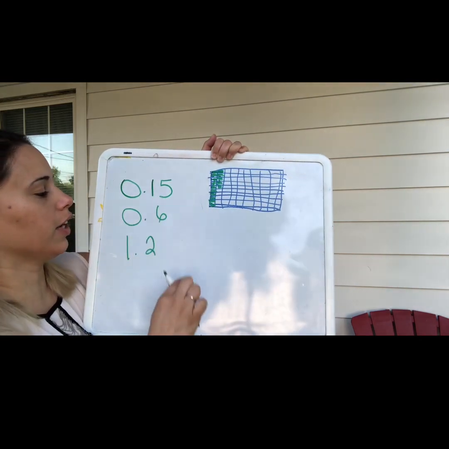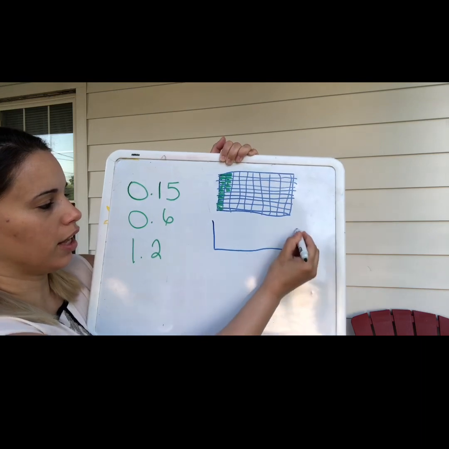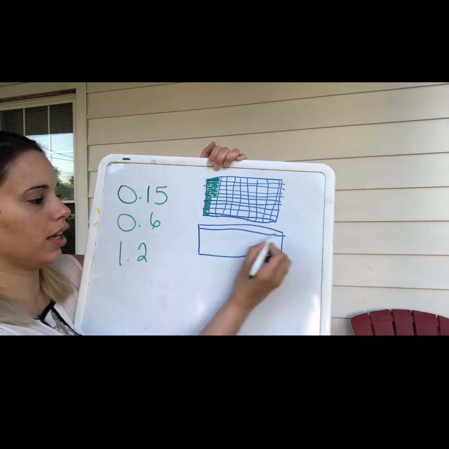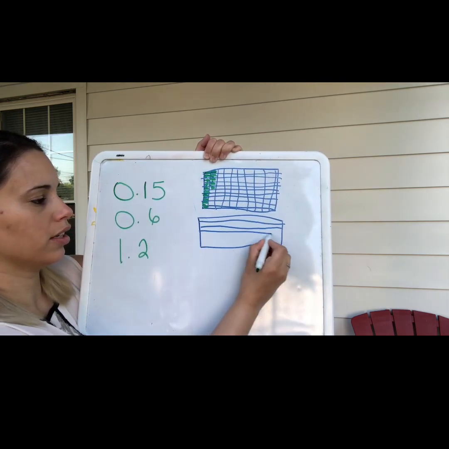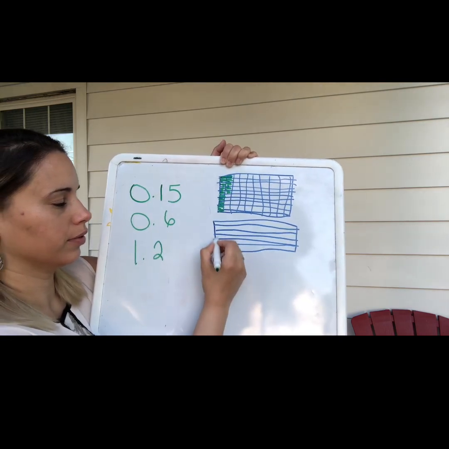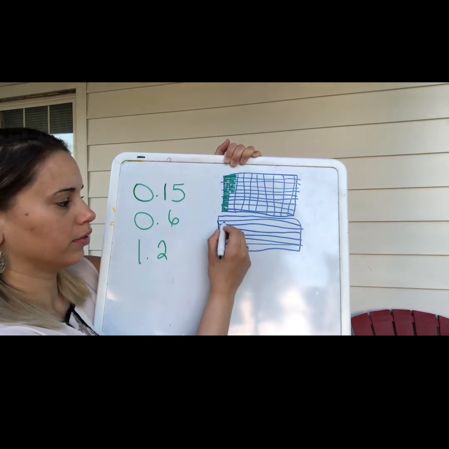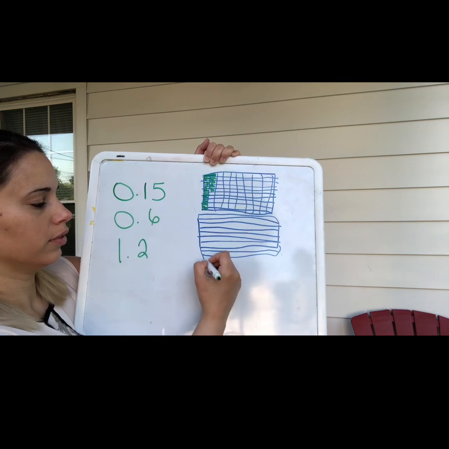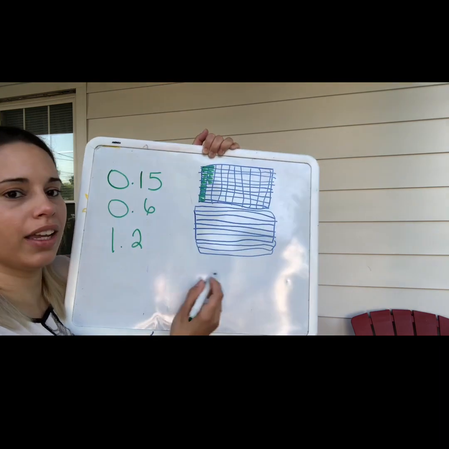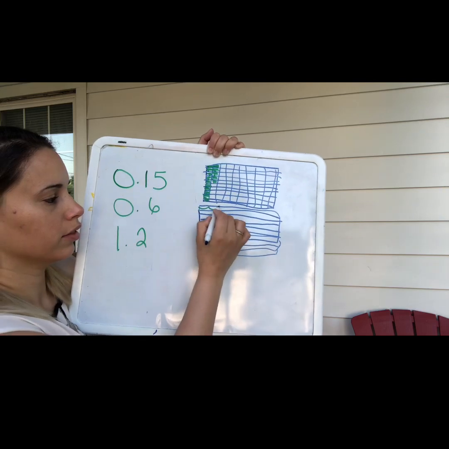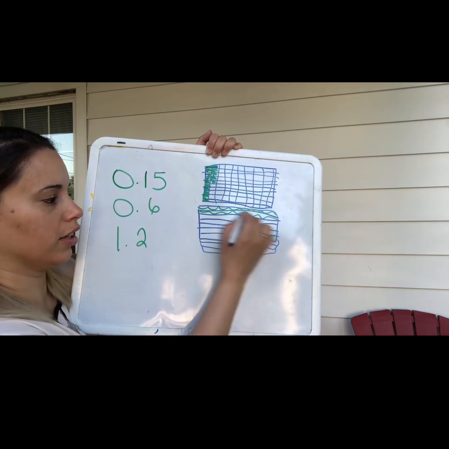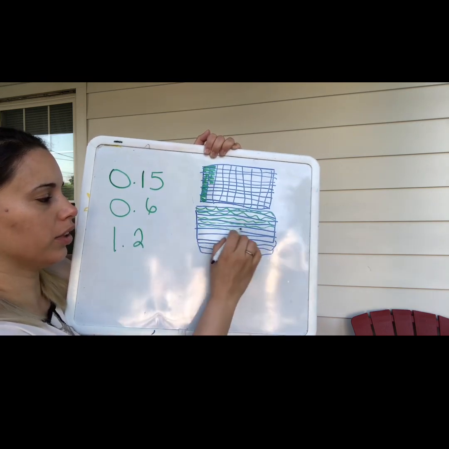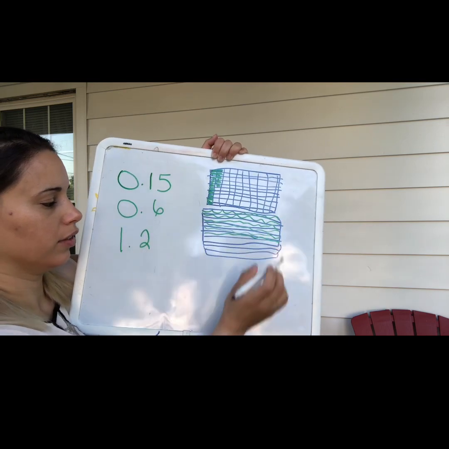Okay, now I'm going to go ahead and do the next one. Now the place value of this one is tenths. So I'm just going to go ahead and do 10. And now I'm taking 6 of those. This time I was a little bit more hungry and I decided to eat a little bit more. Now I know that 6 is a little bit over half. There you go.